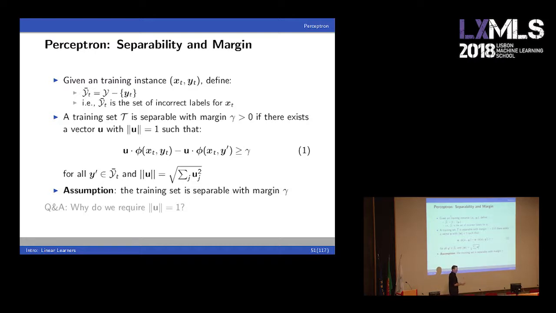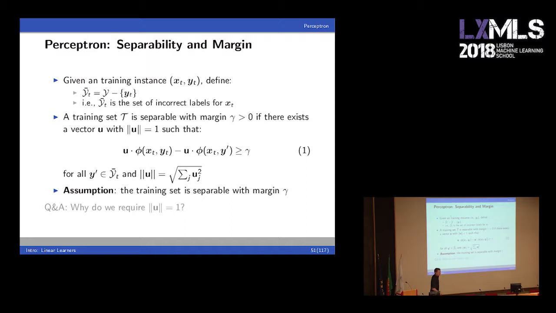So we work with training data for which this condition holds. Then we can show that our algorithm actually converges after a finite number of steps to such a weight vector.